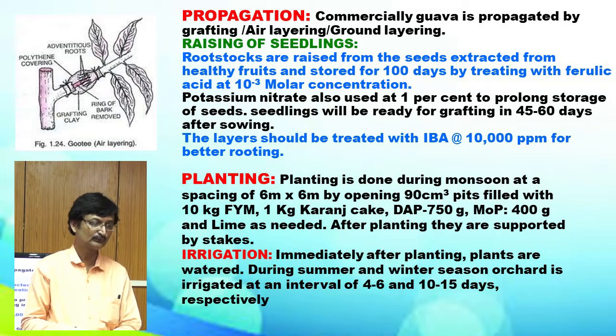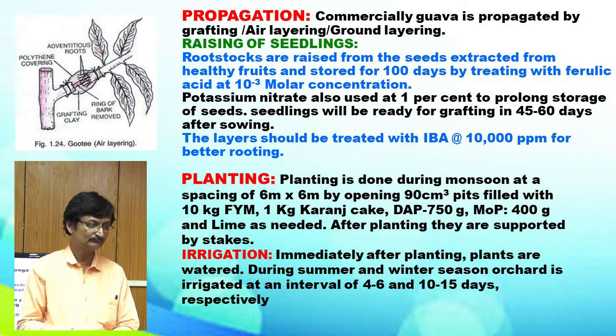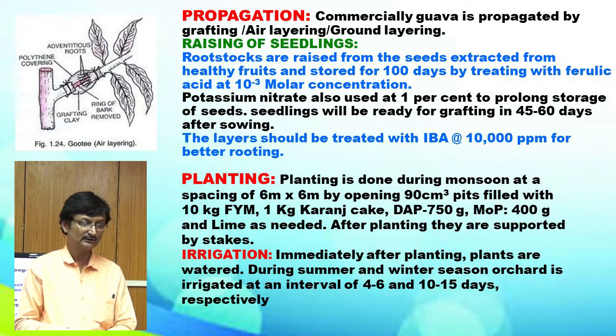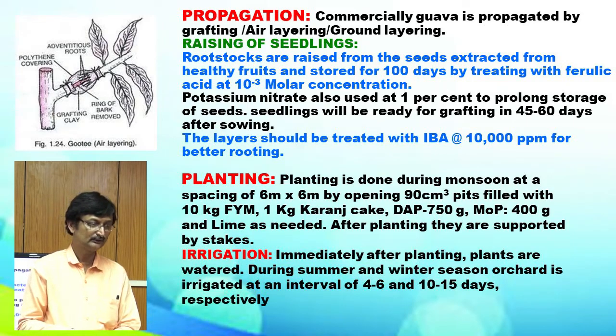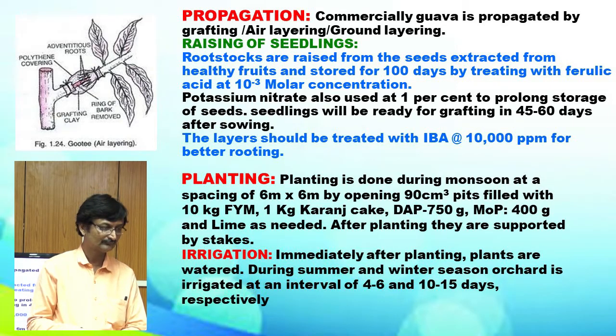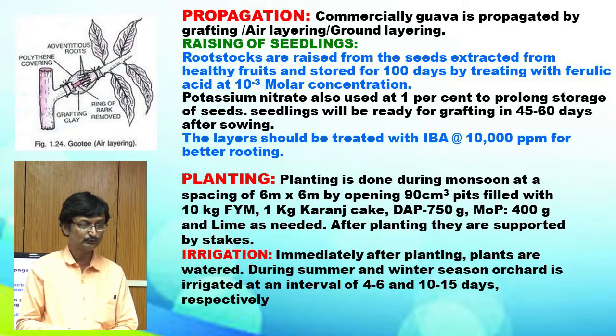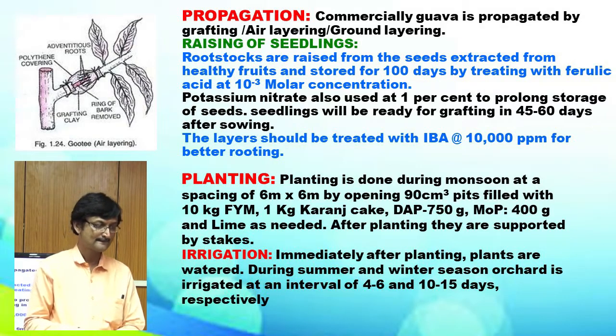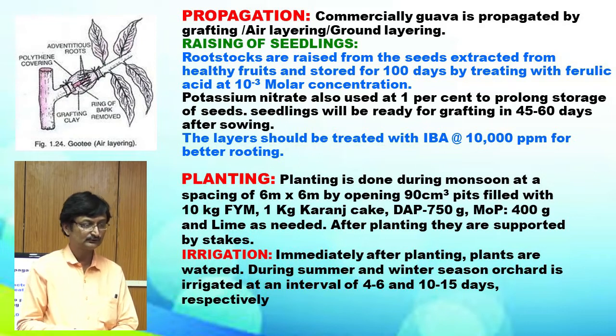Rootstocks are raised from the seed extracted from healthy fruit and stored for 100 days by treating with ferulic acid. Then potassium nitrate is also used at 1% to prolong storage of seeds. Seedlings will be ready for grafting in 45 to 60 days after sowing. The layer should be treated with indole butyric acid at the rate of 1000 ppm for better rooting.